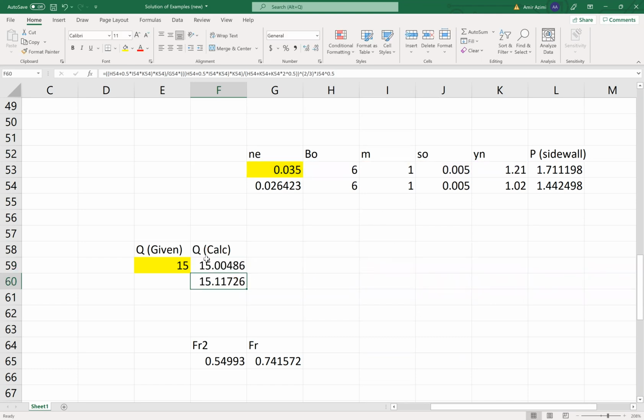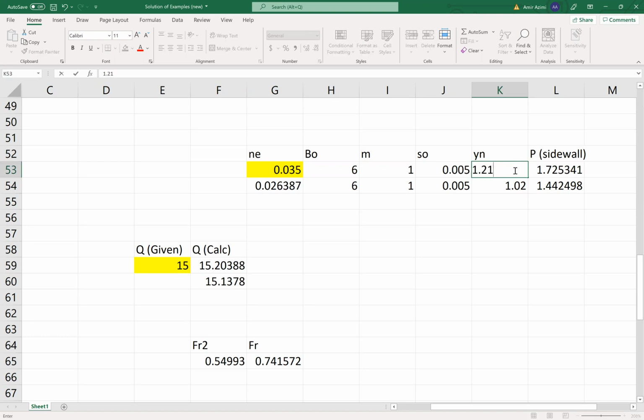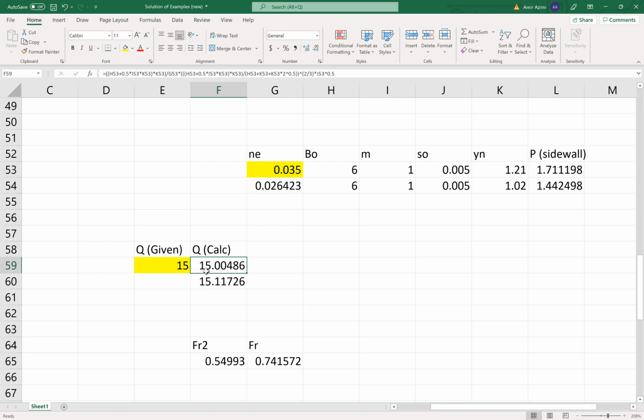Okay, so we want to make sure that the right-hand side and left-hand side are the same. We start with 1. So you'll see that here we have 11. And then I need to increase. So I put 1.2, getting close to 15. 1.22 is more than 15, maybe 1.21. Okay, that's very close to 15.